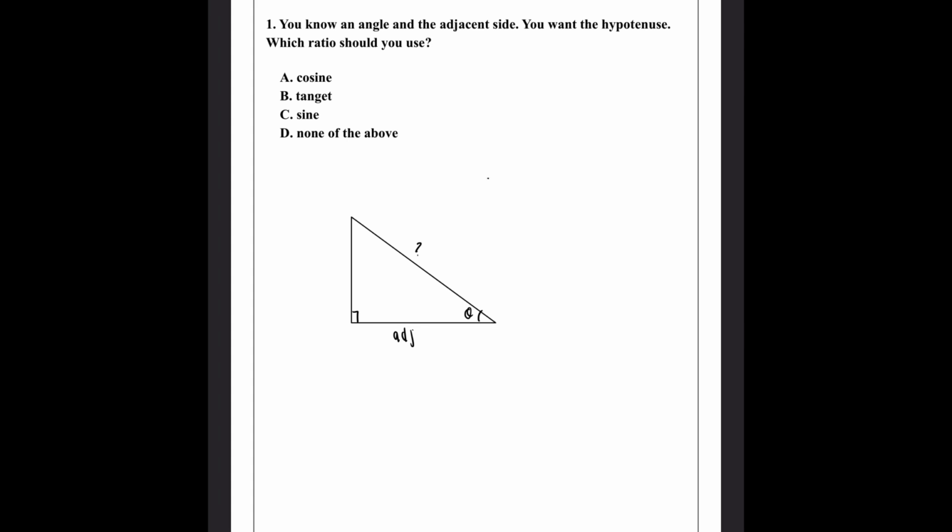So, remember SOH CAH TOA. Sine involves the opposite and hypotenuse. Cosine involves the adjacent and the hypotenuse, which is what we're looking for. So, we should be using cosine to find out the hypotenuse.